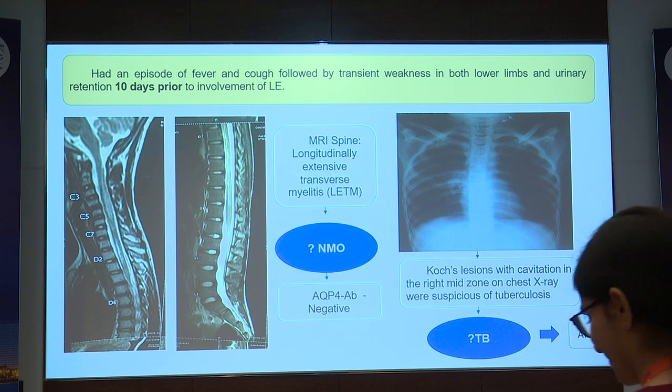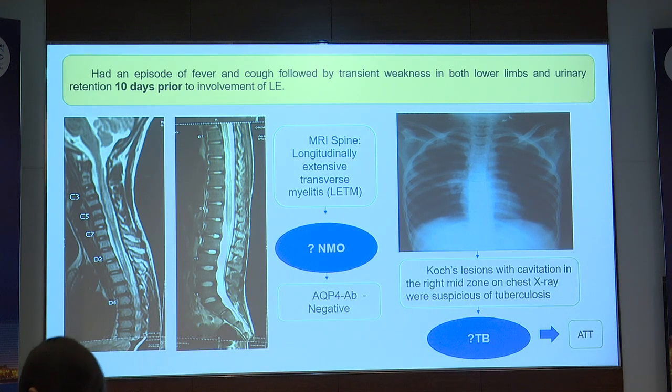On digging more into history, we found that he had an episode of fever and cough followed by transient weakness in both lower limbs and urinary retention 10 days prior to involvement of the left eye. The MRI spine was done at that time and it was suggestive of LETM, which is longitudinally extensive transverse myelitis. LETM is one of the specific features for NMO, and it is rarely seen. It's a rarest presentation in tuberculosis.